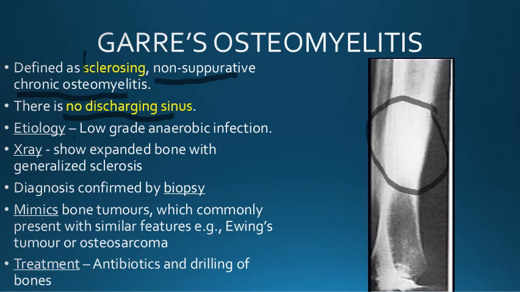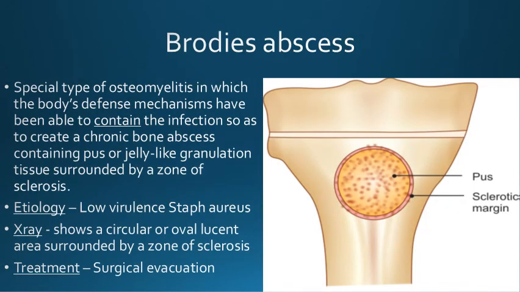What happens is low-grade anaerobic organisms affect the bone, but as it is a very low virulent organism, the body doesn't throw out pus. There is no discharge, nothing. On X-ray you see expanded bone with generalized sclerosis. Diagnosis is confirmed by biopsy because it mimics bone tumors which commonly present with similar features, for example Ewing's tumor, Ewing sarcoma or osteosarcoma. So you have to do a biopsy to confirm the diagnosis. Treatment is with antibiotics and drilling of bones, for decompression.